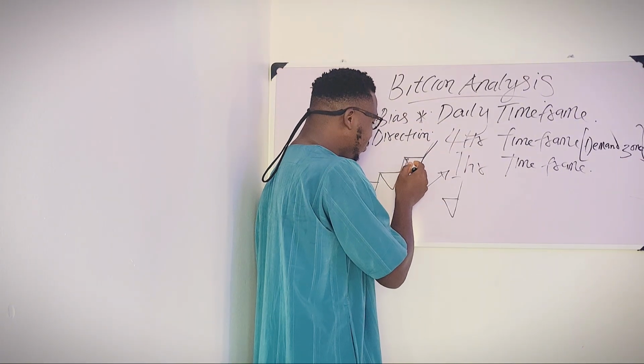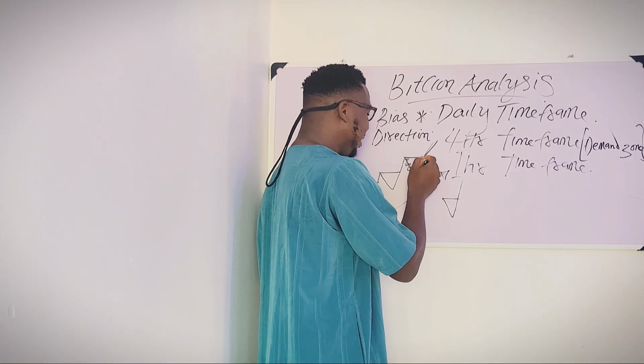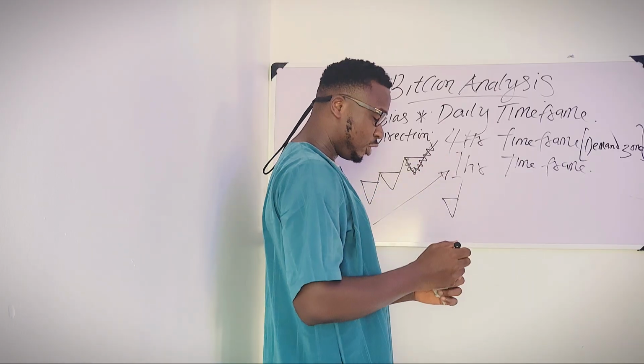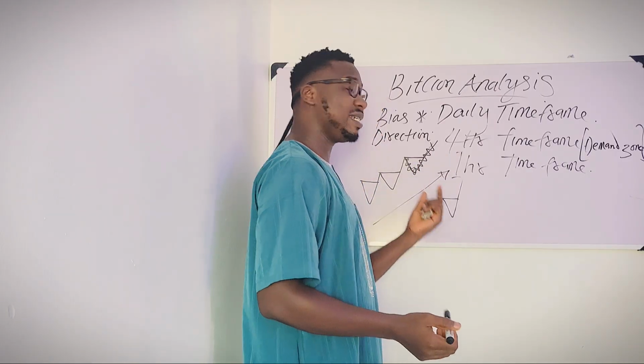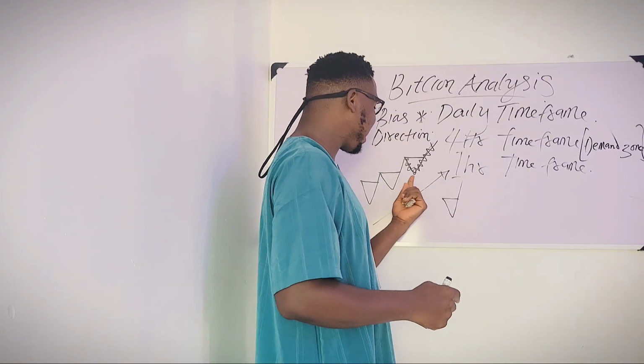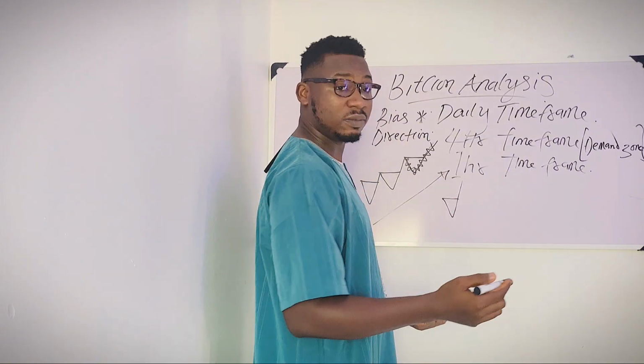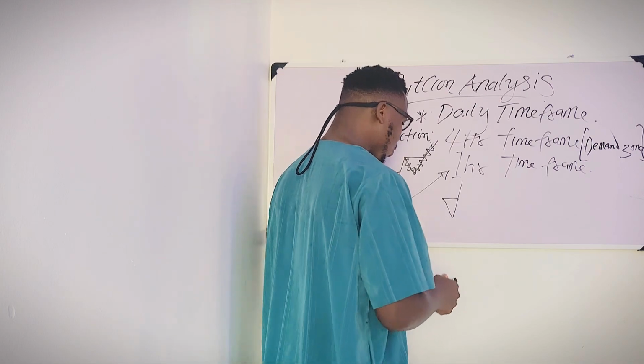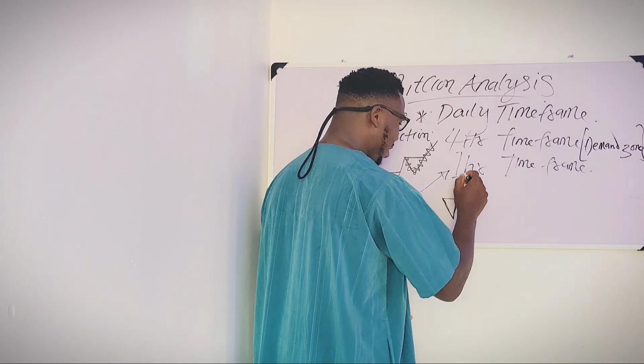There is a small move inside of it, like this, but you will not be able to spot it on the daily time frame except you go to the 4-hour time frame. Then you can see the small move. That is called internal structures.